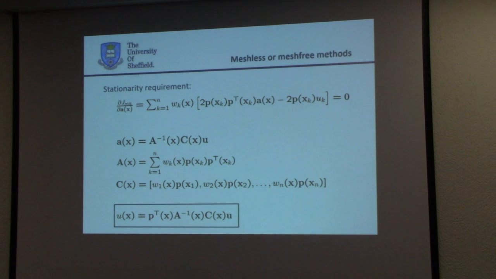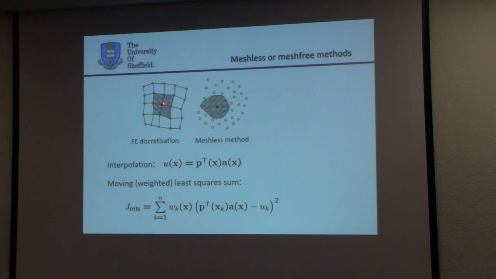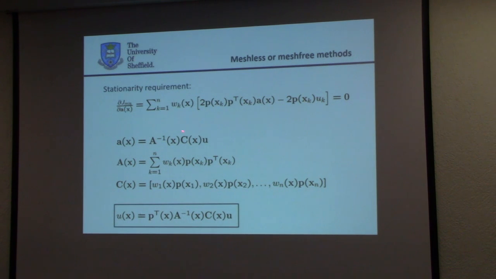It has some advantages. You don't have connectivity. You can just put nodes wherever you want. Remeshing is easier. Well, everything comes at a price. You still have to integrate. In finite element methods, your integration cells are coincident with your finite elements. You don't have that here, so you have to do something extra with background integration cells in order to evaluate these integrals. And here I've already written them as sums.